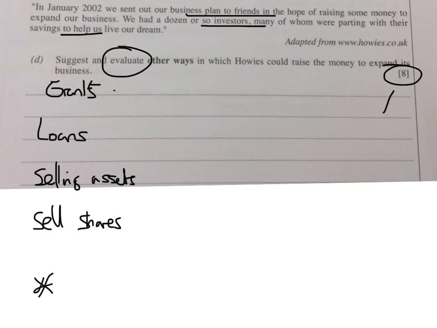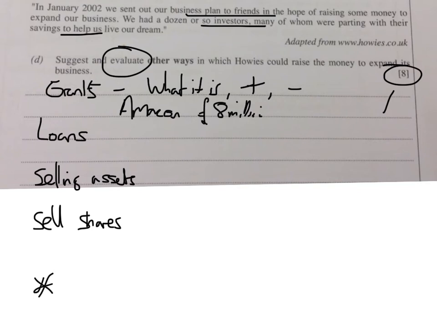But starting off with grants. First of all, you say what it is. Then you say why it's good, so a plus point. Then you say why it's bad. A grant is when the government gives you money to produce something. A good thing about a grant is you don't have to pay back any interest. The money's actually given to you by the government for free. The bad thing is you basically have to do whatever the government asks you to do for that. For example, Amazon, the government gave them about 8 million to turn up in Wales. But what was the thing that they had to do? They had to set up in Wales. So they had to do exactly what the government wanted. So it's not always the best thing for you.